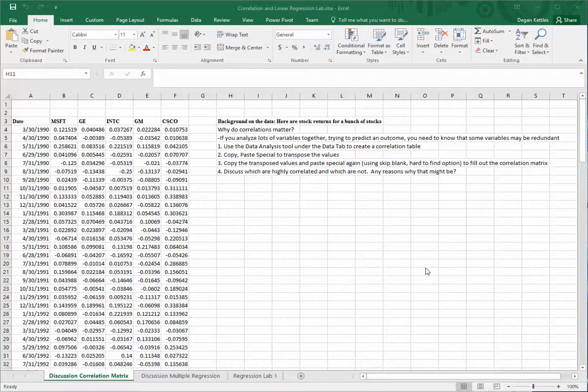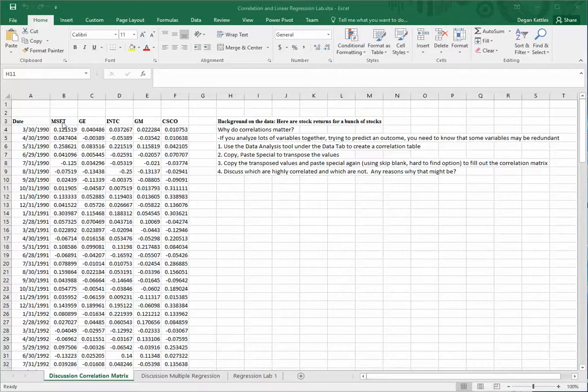And so for a lot of types of analysis, you want to have relatively unique variables used to predict some outcome. And so how would you know whether things are correlated or not? Well, let's go ahead and show how we might do that.